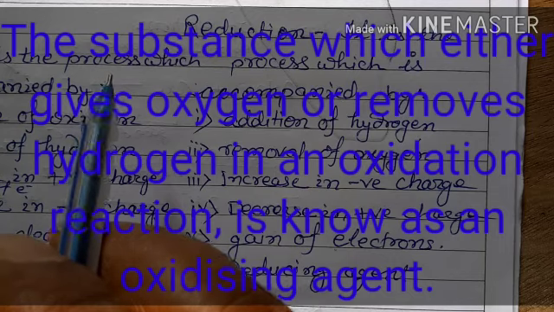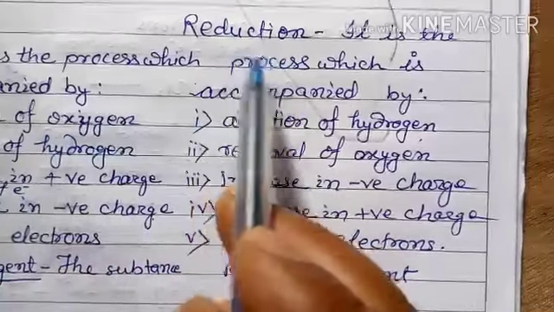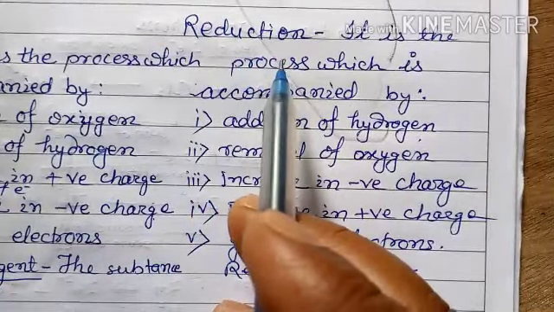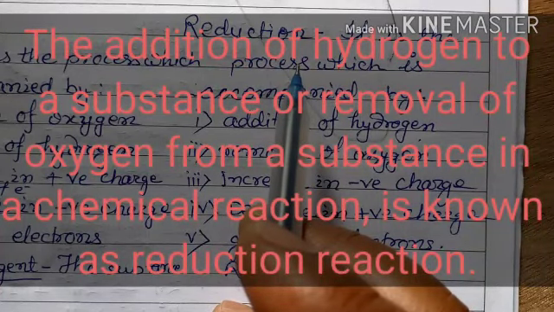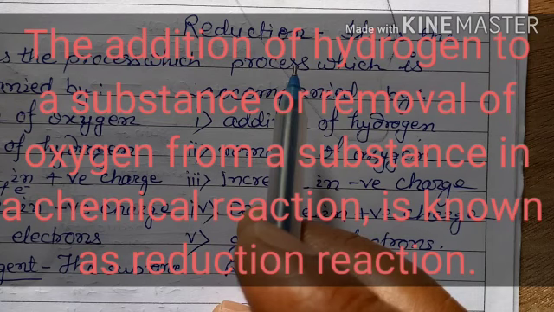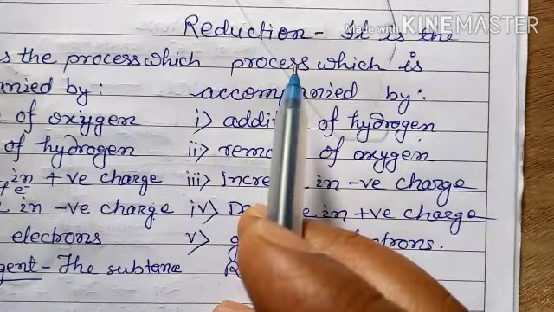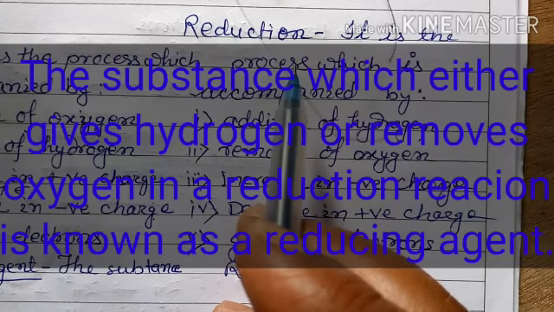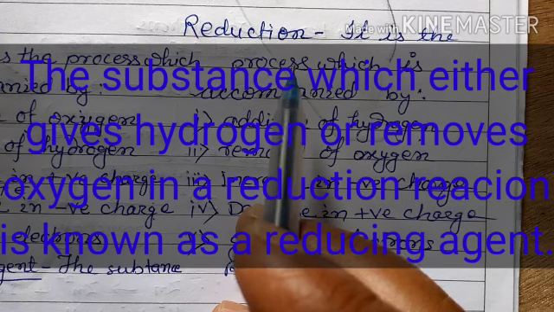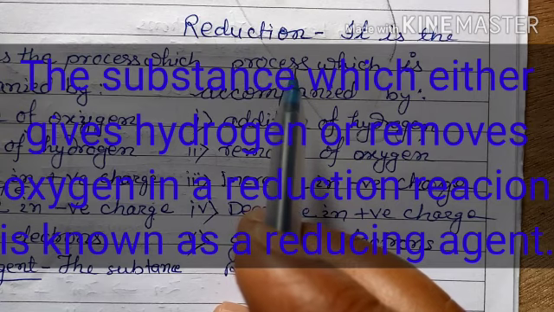And students, reduction can be defined as the addition of hydrogen to a substance or removal of oxygen from a substance in a chemical reaction. The substance which either gives hydrogen or removes oxygen in a reduction reaction is known as a reducing agent.